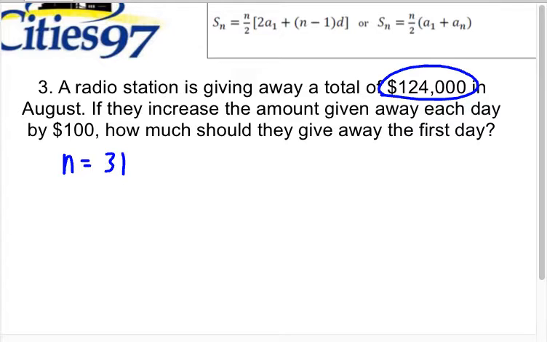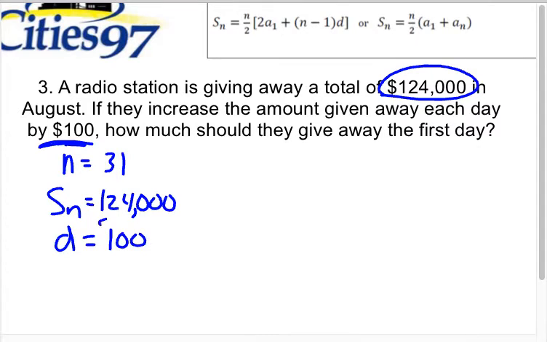And S sub n, the sum of all the money given away each day, is going to be 124,000. So we're kind of doing the same thing here. And also our common difference, not 1 this time, but they're going to start out by giving so much money away the first day, and they're going to add $100 each day after that to give away. So our common difference once again is $100. So we're going to use that same formula right here.